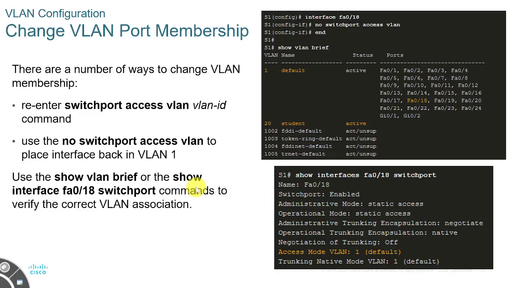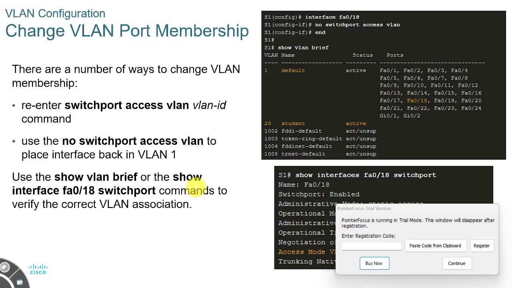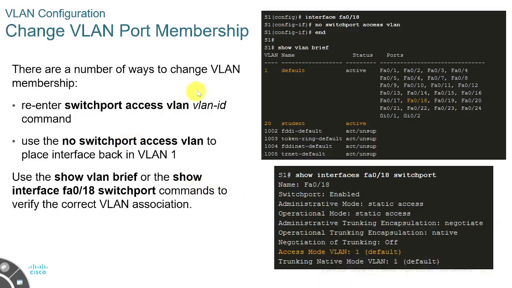Now, how can we change VLAN port membership? Imagine that we have already configured a VLAN to an interface, to a port. How can we change that? So there are a number of ways to change VLAN membership. To do so, let's check. You should re-enter switchport access vlan ID for some VLAN ID.